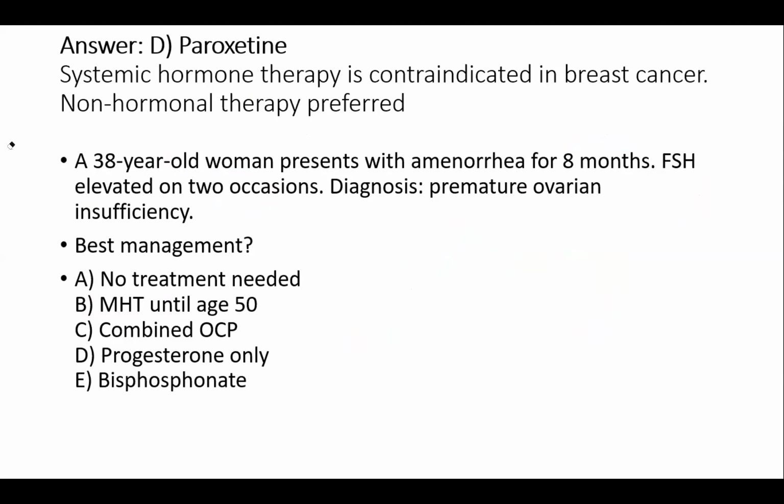A 38-year-old woman presents with amenorrhea for 8 months, FSH elevated on 2 occasions. Diagnosis: premature ovarian insufficiency. The best management is: no treatment, MHT until age of 50, combined OCPs, progesterone, or bisphosphonate? FSH is high, premature ovarian failure. So I think OCPs. Bisphosphonate. OCP we don't need as she's having amenorrhea.